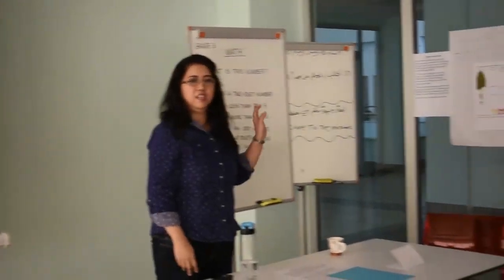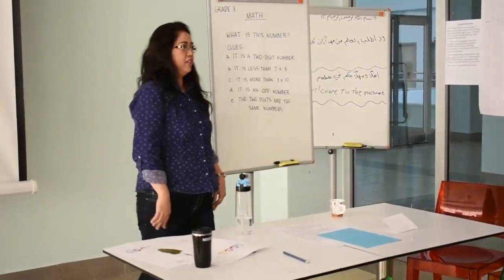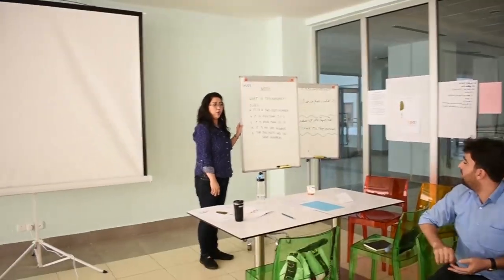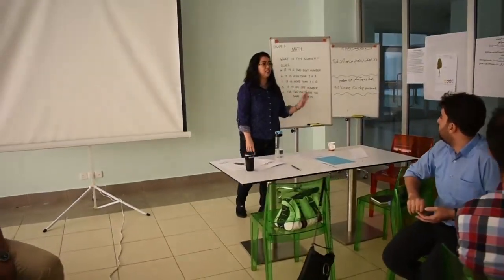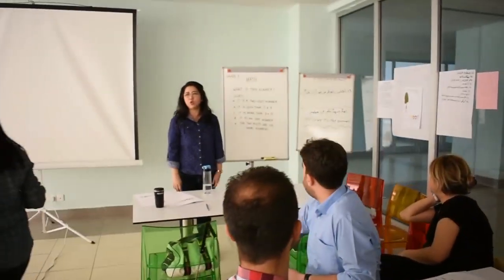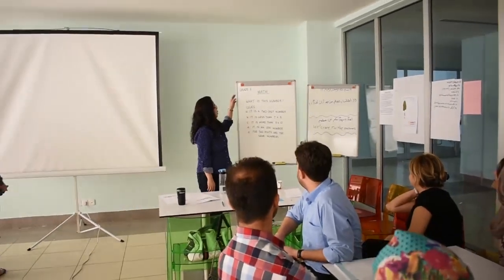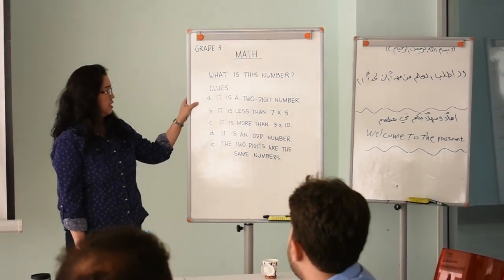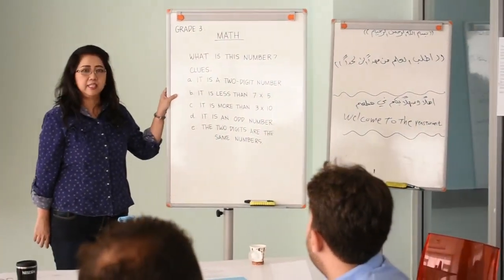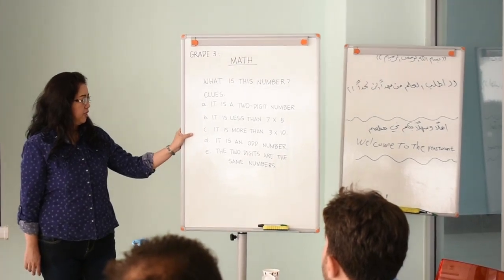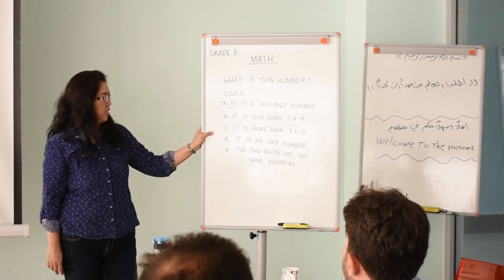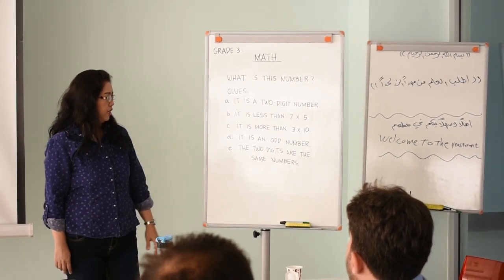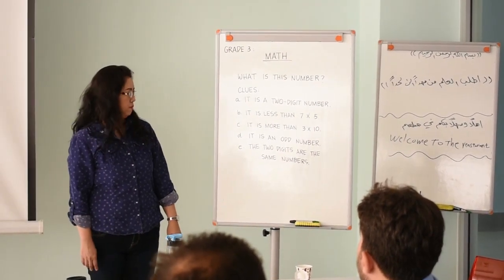Okay, class. Now we are ready for our math subject. So I will be giving you a challenging question. And so this is for grade 3. So what is this number? The clues are, it is a 2-digit number. It is less than 7 times 5. It is more than 3 times 10. It is an odd number, and the 2 digits are the same numbers.